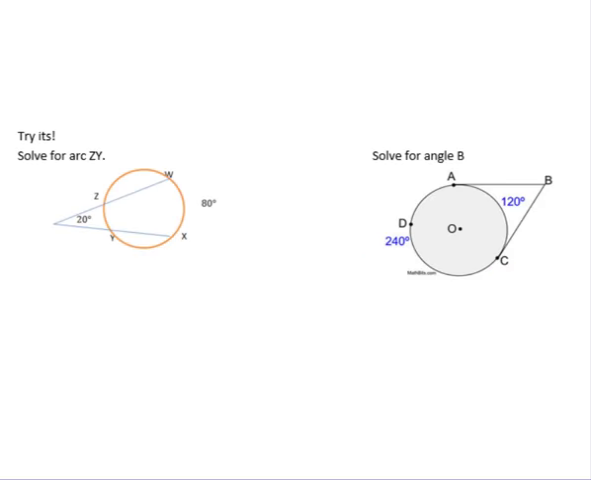Alright, the next two problems here are your try it questions, so try those out. In this one you are solving for arc ZY, so put a little x there if that helps you. In this one you're solving for angle B, so put a little x there.